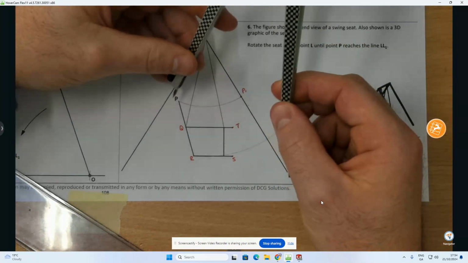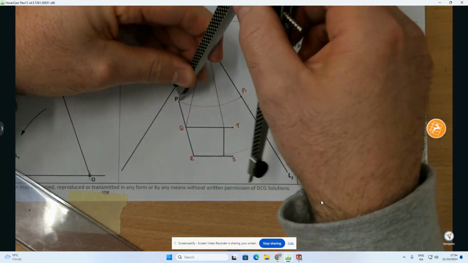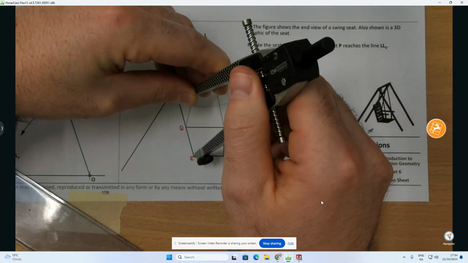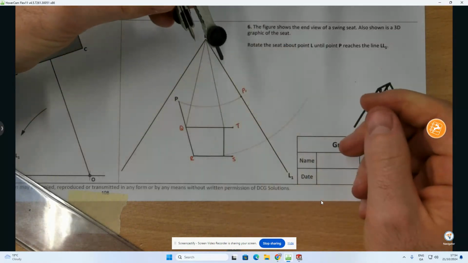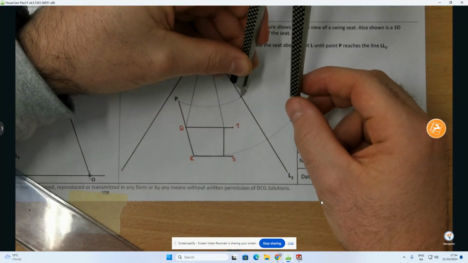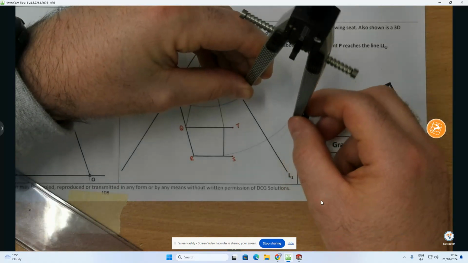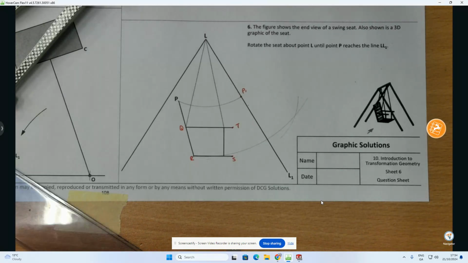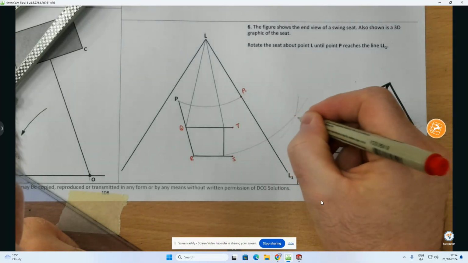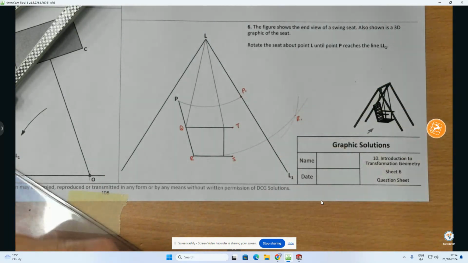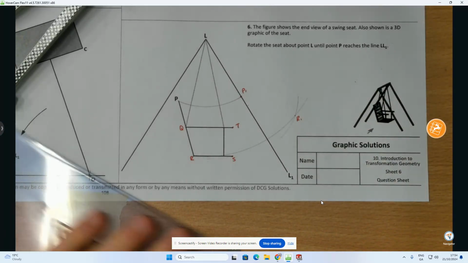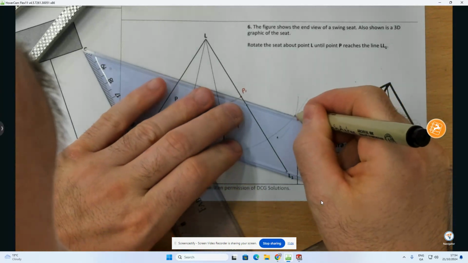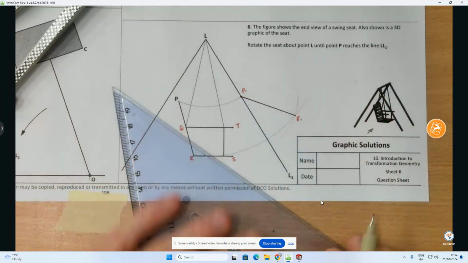How do I find the exact position? I can take the distance from P to R on my compass, and then I can put my compass on P1 and swing an arc. You can see where it cuts through. That has given me the position for R. Now that I have the position for that, I'll draw on the edge from P to R. So there is my first edge.